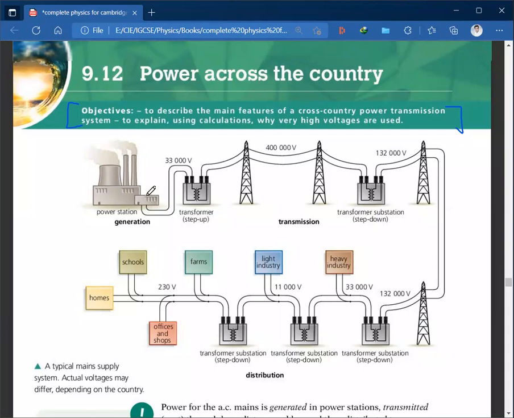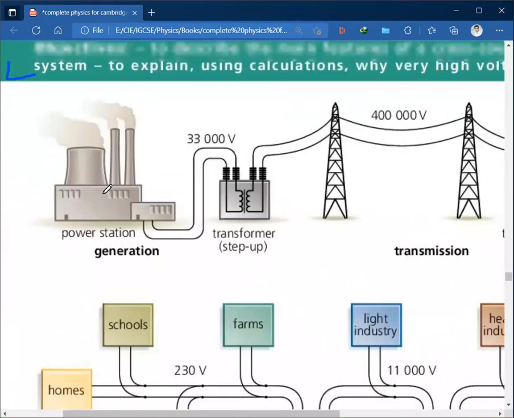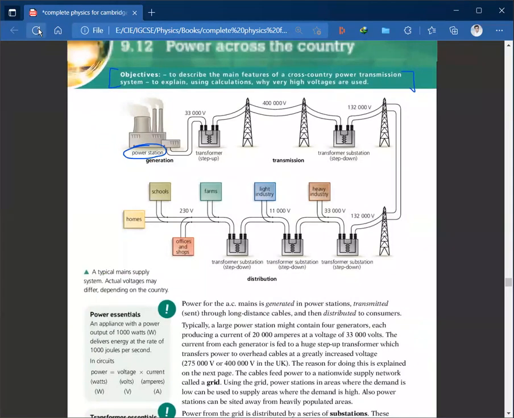So what they're saying is, when you're transmitting the power, why are high voltages used? Look here. Now, Anas, look over here and tell me, what do you see right here? What is this? It's a power station.